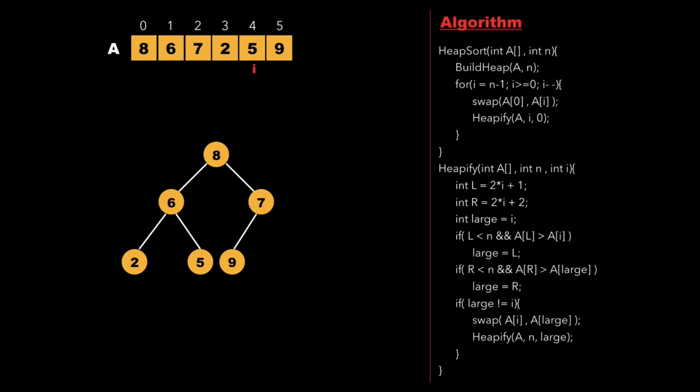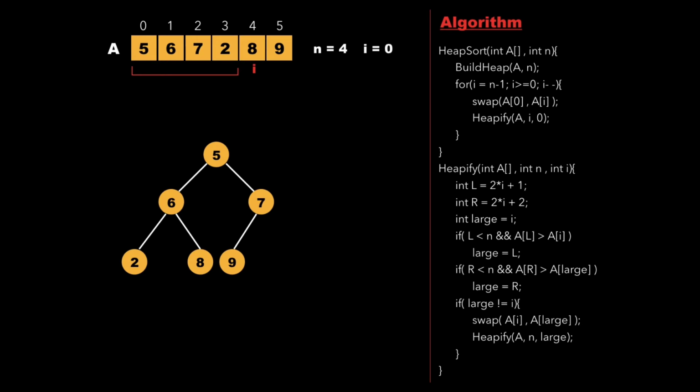So the new value of I is 4 here and we swap A of 0 with A of I, that is we swap 8 with 5 and after swapping we again call the heapify function with the value of n as the value of I, which is 4, that is we are restricting to the first 4 elements and the value of I is 0.